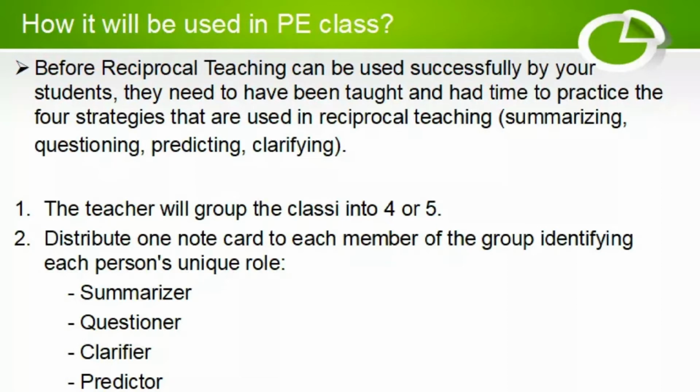So before reciprocal teaching can be used successfully by your students, they need to have been taught and had time to practice the 4 strategies that are used in reciprocal teaching. So these are the summarizing, questioning, predicting, and clarifying. So the next one we have here, the teacher will group the class into 4 or 5 groups. Then second, the teacher will distribute 1 note card to each member of the group, identifying each person's unique role. So in this part, the leader of the group will appoint who will be the summarizer, questioner, clarifier, and predictor of his group, so that the whole team is coordinating.